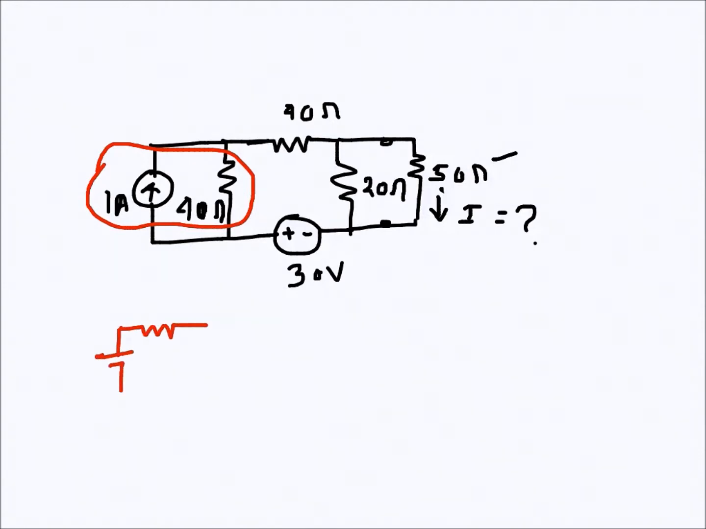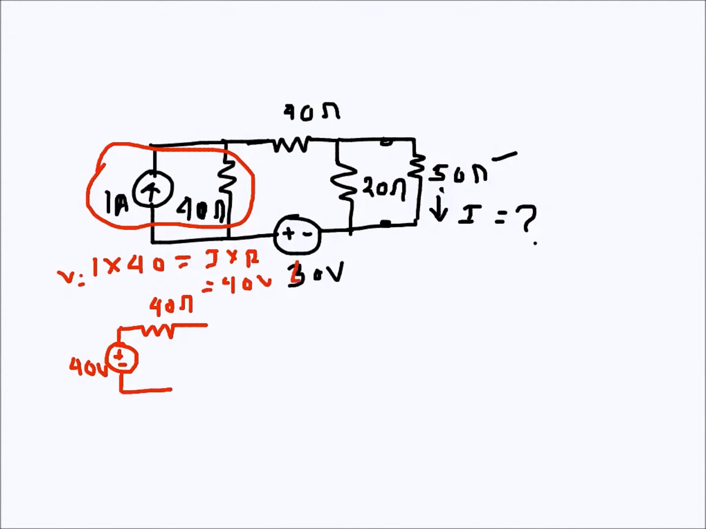This is also a voltage source, so I will use this symbol. This is another symbol for a voltage source. The polarity will be plus minus because the current is upwards, 40 ohms. The resistance stays the same and the voltage is I into 40. So I into R is the voltage, which is 40 volts anyway. So 40 volts.